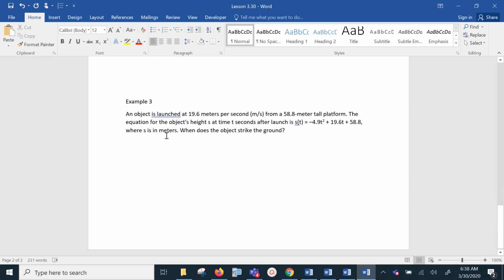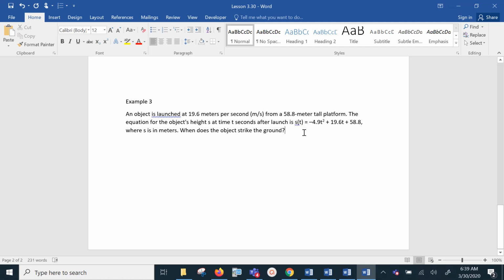An object is launched at 19.6 meters per second from a 58.8 meter tall platform. The equation of the object, S, at time t after the launch is S of t equals negative 4.9 t squared plus 19.6 t plus 58.8, where S is in meters. If you noticed, a is always negative in all these, it's because of gravity. Gravity pulls things down, right? So if anything's being projected, it's going to have a negative action going down.